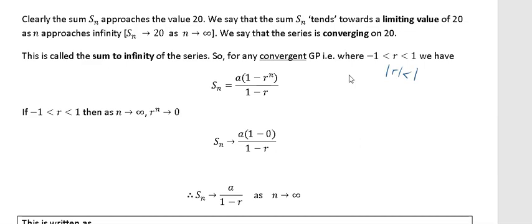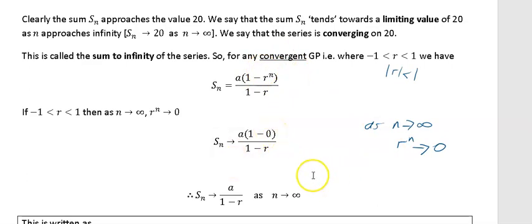So if that is the case, what happens to this term? If you put a number less than 1 into your calculator, say 0.1 or 0.5, and you do 0.5 to the power of 100, it will come out as an incredibly small number. So basically, if the modulus of r is less than 1, this value tends to 0. So as n tends to infinity, r to the power of n tends to 0. That's why this term here can be replaced with 0.